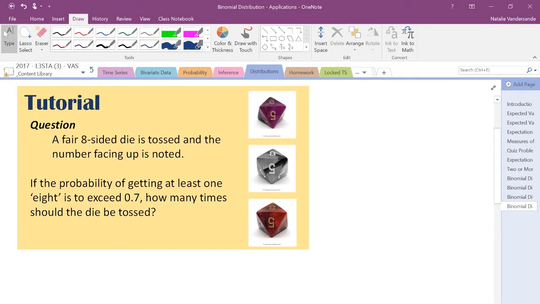A fair 8-sided die is tossed and the number facing up is noted. If the probability of getting at least one 8 is to exceed 0.7, how many times should the die be tossed? So in this example, we are basically asked to find the number of trials. Let's take what we know from the question and write it down in probability statement form.